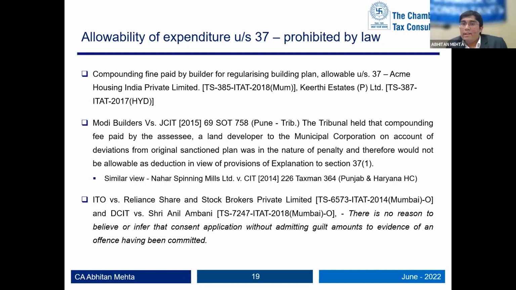You have contradictory rulings in the context of a compounding fee paid by a builder for regularizing the building plan. You have the Mumbai Tribunal and Hyderabad Tribunal in favor, but the Pune Tribunal and Punjab and Haryana High Court are against. They feel these penalties are because you have done something wrong. If you read the Mumbai Tribunal, it says it is almost routine that a builder will do something which is not approved in the plan and regularize it. It is part of the business, the way builders operate. So there is nothing to say it is restricted by the Act or that you should not get it under 37.